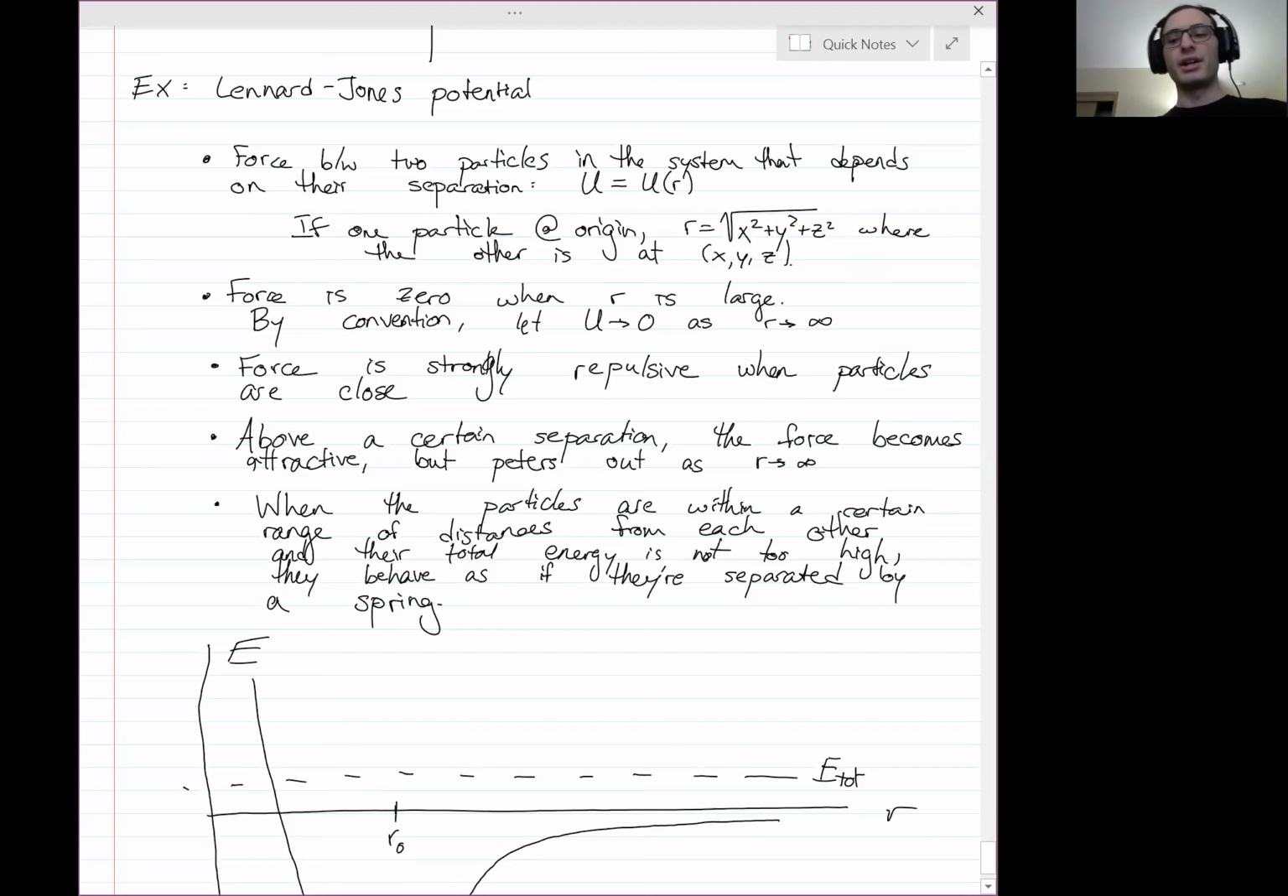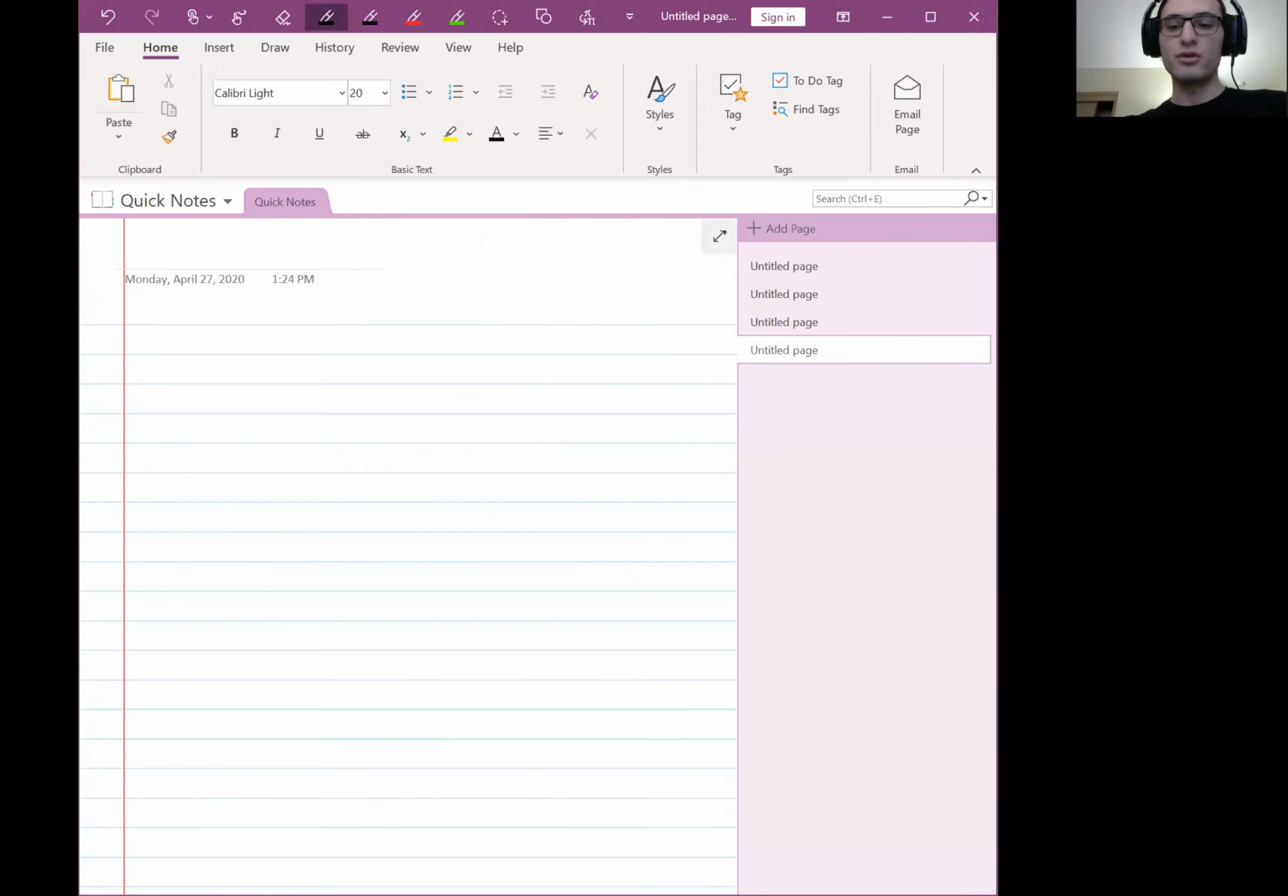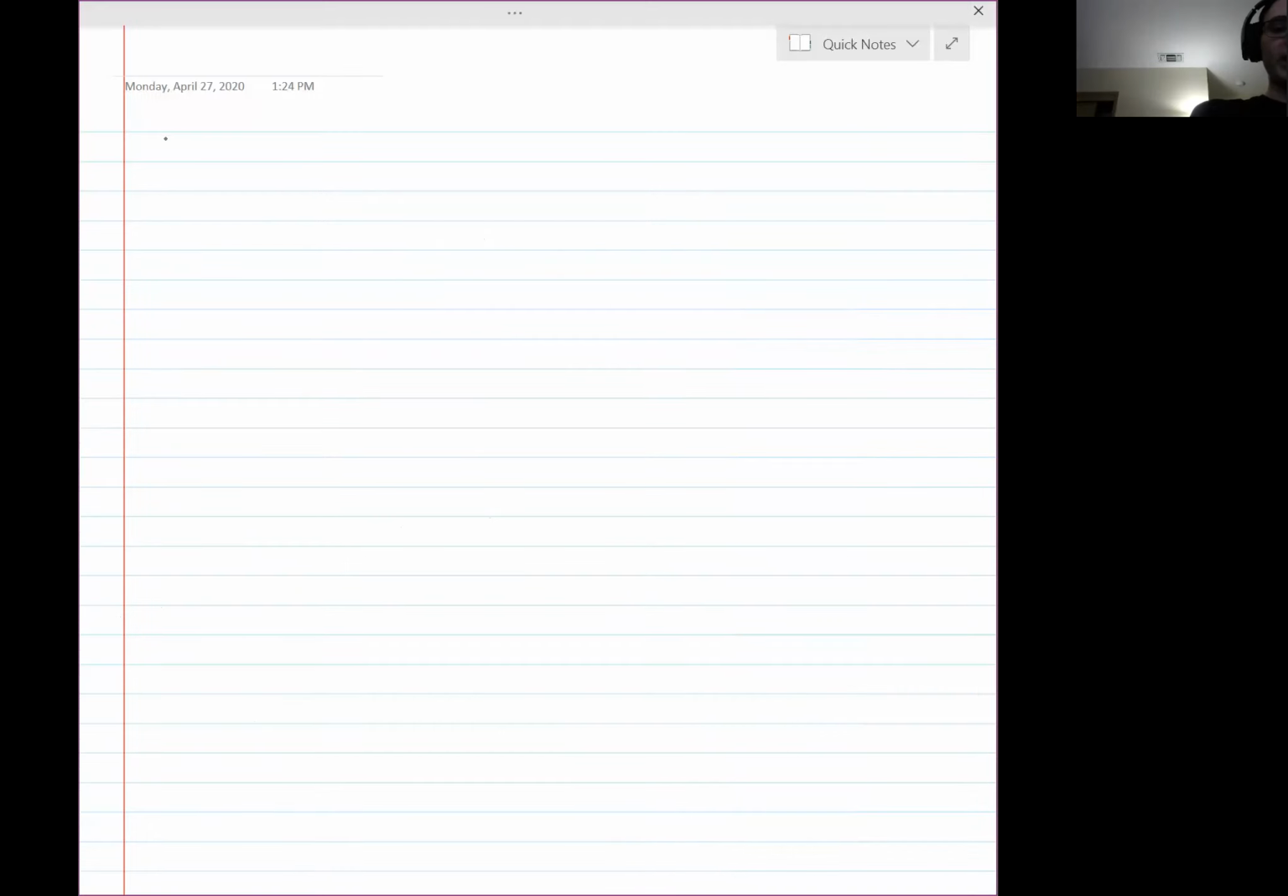All right, now I have to change gears completely. So I'm going to open up a new page. And we're going to talk about impulse and momentum. I'd love to stop and ask questions, but we're just rushed. Basically, if the potential energy function looks like a parabola, then the particles behave like they're pulled together by a spring. The potential energy behaves like an elastic potential energy in that region.